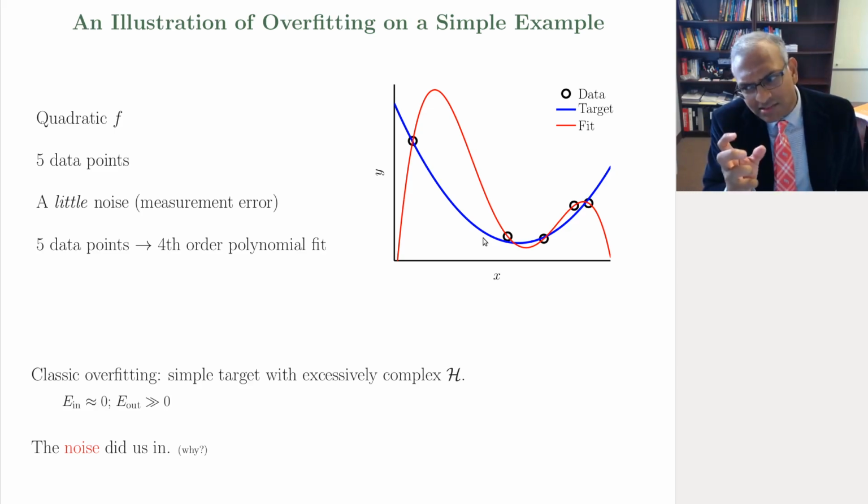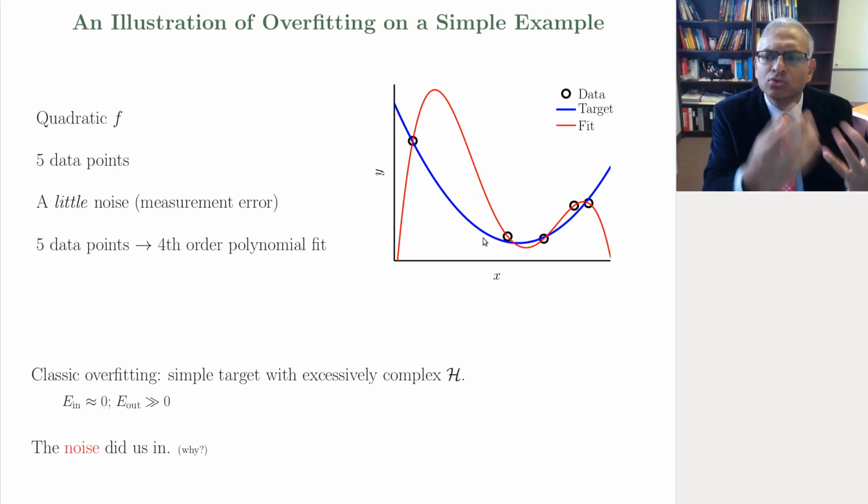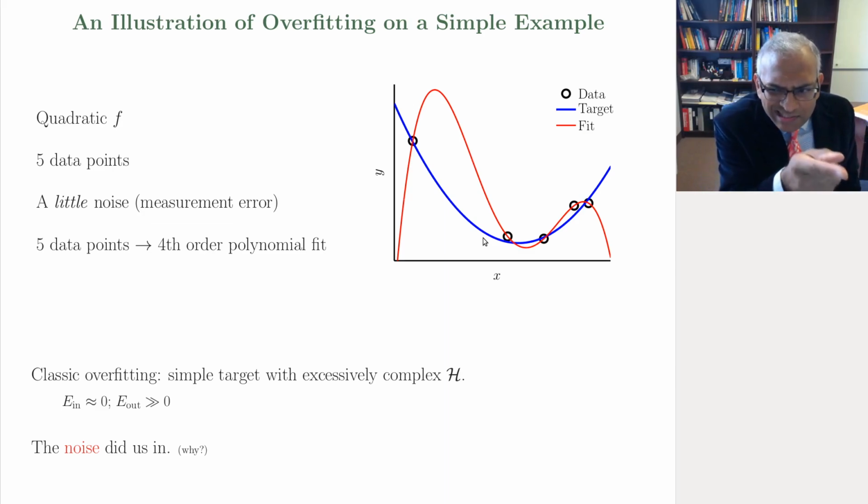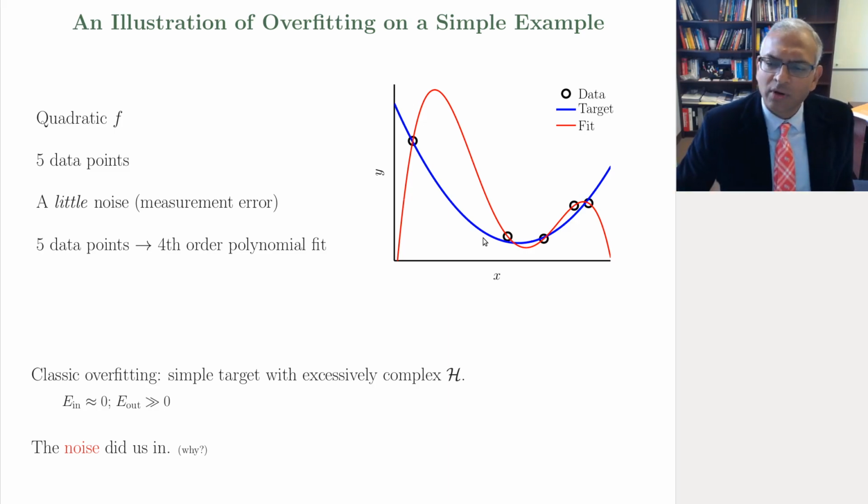So it's not just that the 4th order polynomial is too complex. The noise, the little bit of measurement error, that was very devious of me, has made all the difference. That is what created this red nonsense. So it's actually the coupling of the noise with the excessively complex 4th order polynomial that ends up creating this disaster, and we need to pin it down.